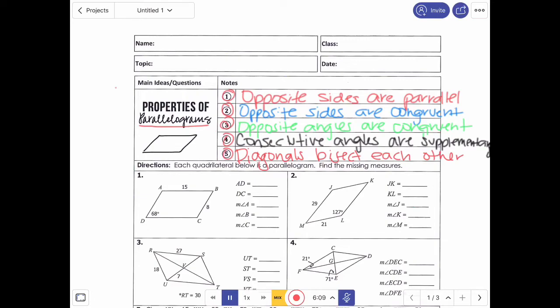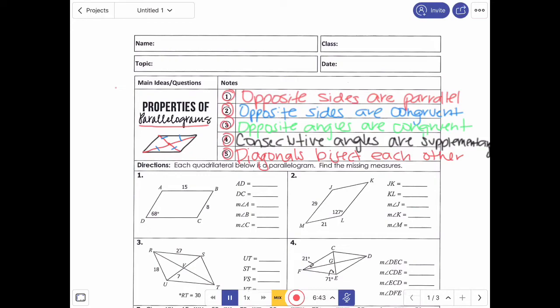There, that's pretty good. So if I went from this vertex to this vertex, that's one diagonal. Then if I go from this vertex to the other vertex, that's the second diagonal. So where these 2 diagonals meet in the middle, that's where they're bisecting each other. So they're creating 2 congruent halves on both of these diagonals, which is kind of cool.